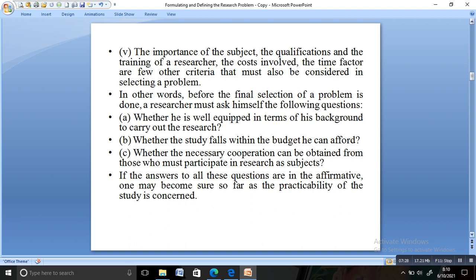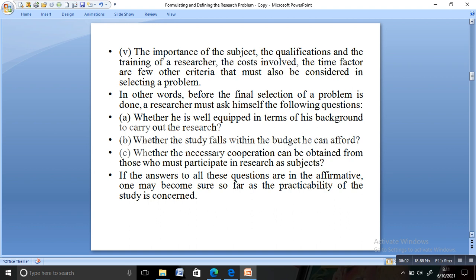qualities, that is the qualification and training of the researcher, the cost involved, the time factor, etc. And you should ask yourself the following question: whether he is equipped in terms of his background to carry out the research. While you are selecting a topic, you think whether you are equipped with the background to carry out the research. Just think of whether you are equipped with the background.